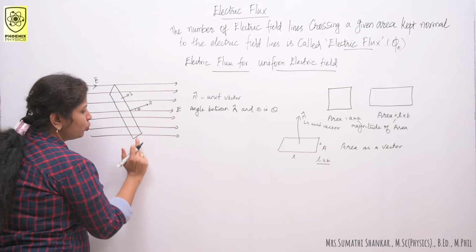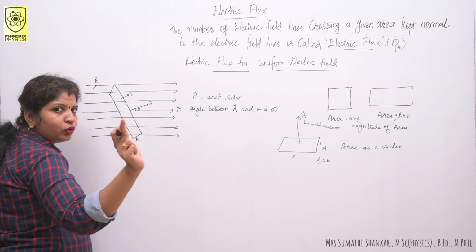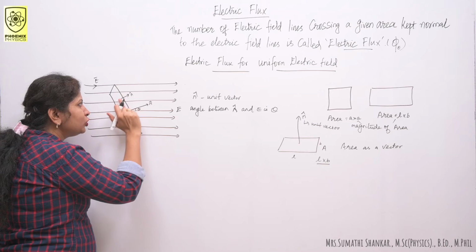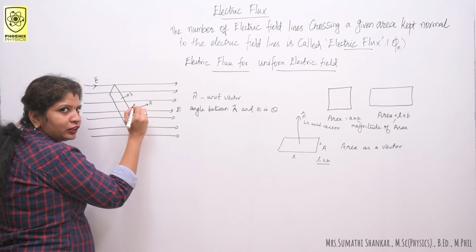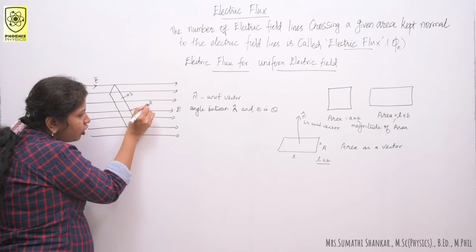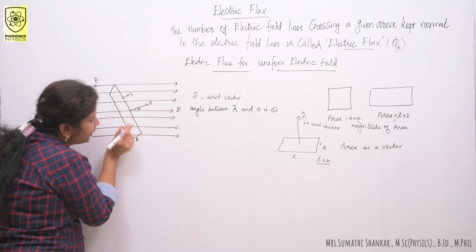Here I have one surface A. How do you draw the normal? Perpendicular to the surface like this. So this is my n cap. Same way, this is my n cap. So n cap is drawn perpendicular to the area.